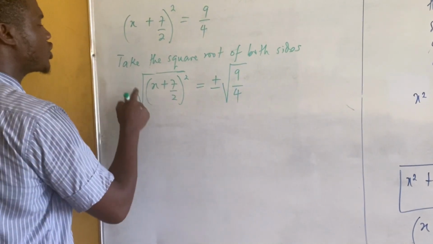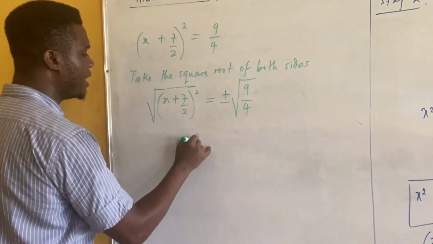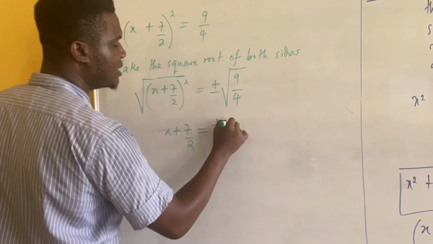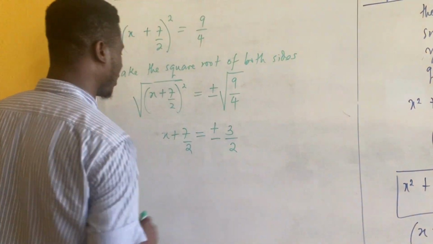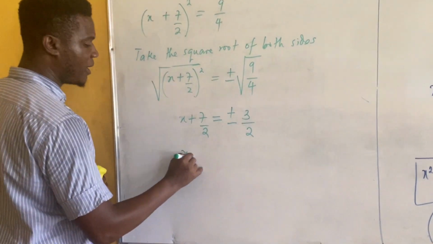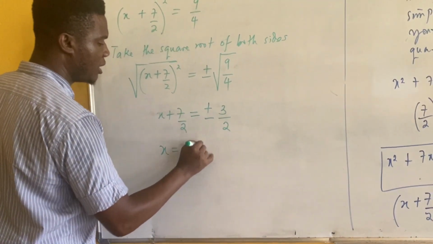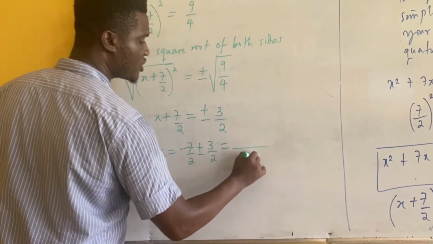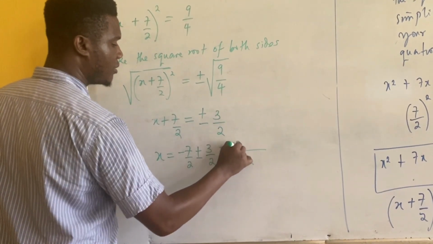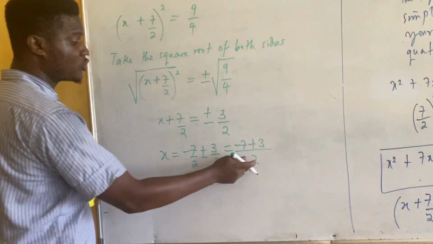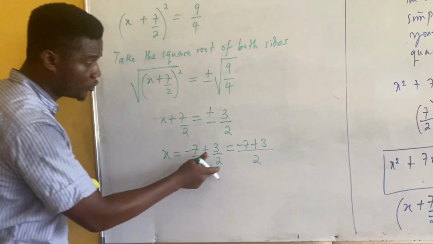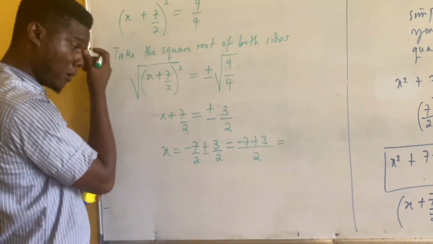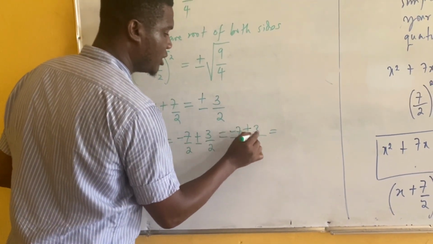Now, what would you have here? The square root of the square of a number will give you the number, so this will be x plus 7 over 2. And this will be equal to plus or minus, the square root of 9 is 3, and the square root of 4 is 2. Okay? Now, if you simplify further, you will end up having x equals minus 7 over 2 plus or minus 3 over 2. And this will give us LCM is 2. Minus 7 comes here, and plus 3 comes over here, because 2 into 2 is 1. 1 times minus 7 is minus 7. And 2 into 2 is 1. 1 times 3 is 3. So this gives you minus 7 plus or minus 3.